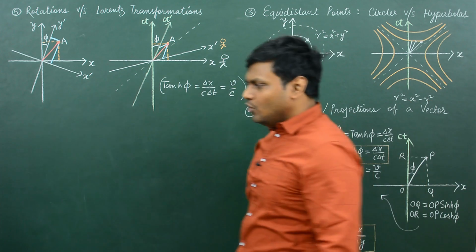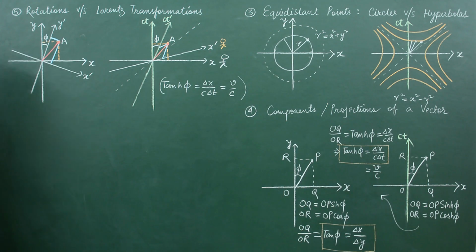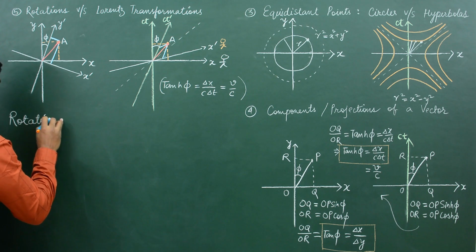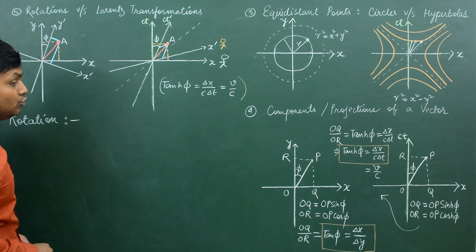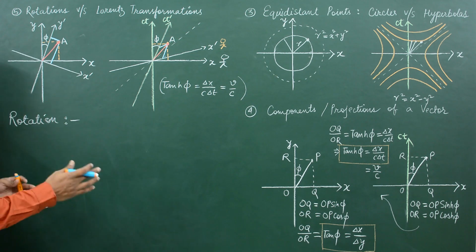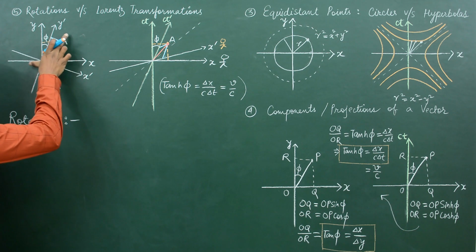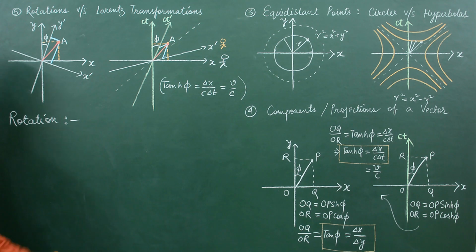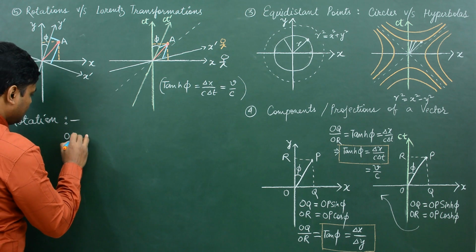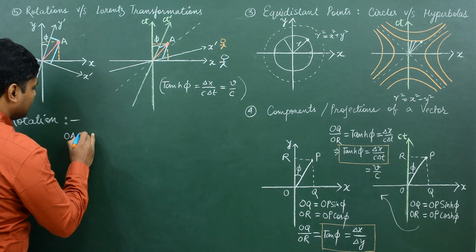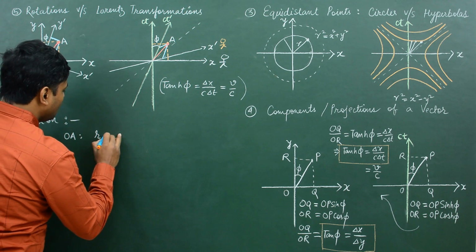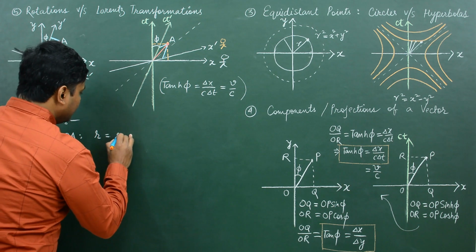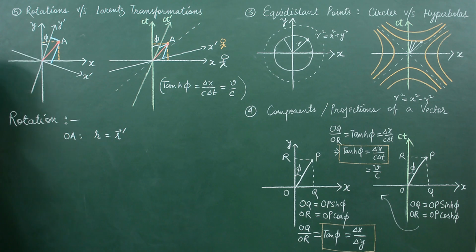So now you already know that rotation is the transformation that leaves the magnitude of a vector invariant in Euclidean space. So what happens in a rotation? If I take the position vector, let's suppose of OA, let's suppose its position vector is given by R in the original XY axes, but R dash in the new rotated axes.